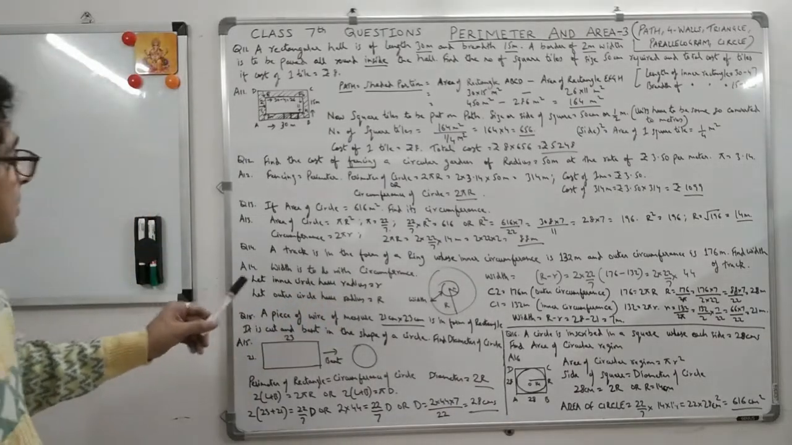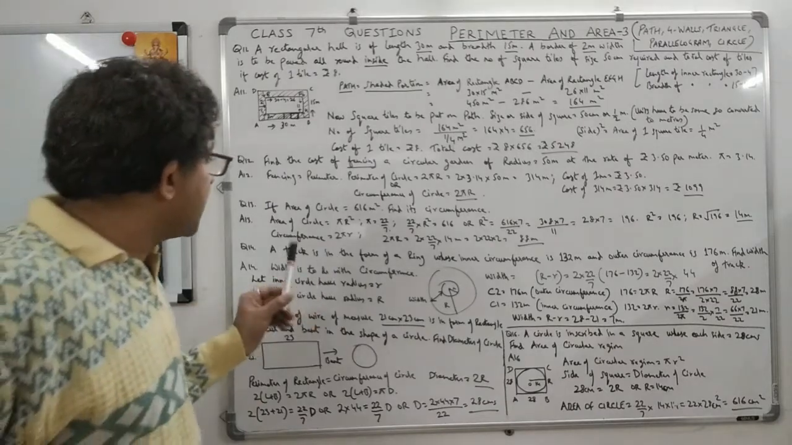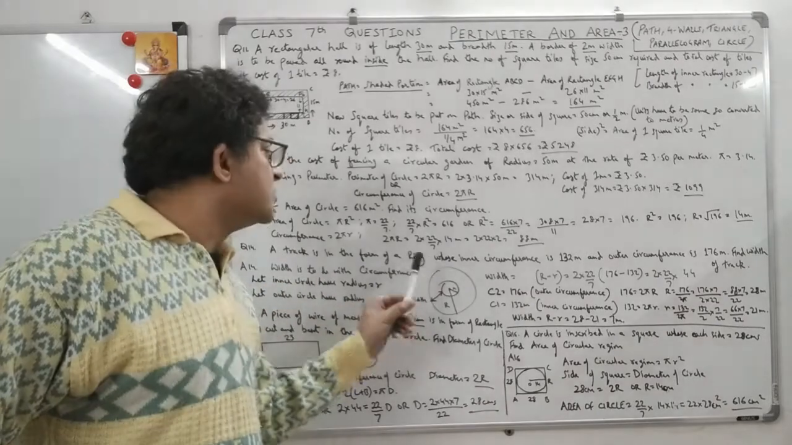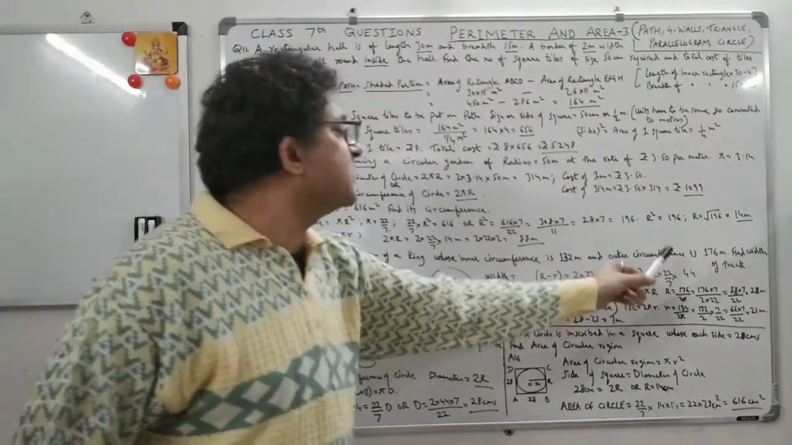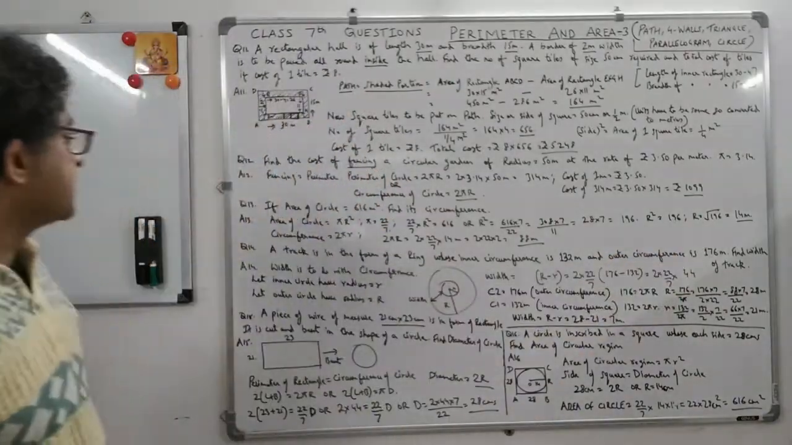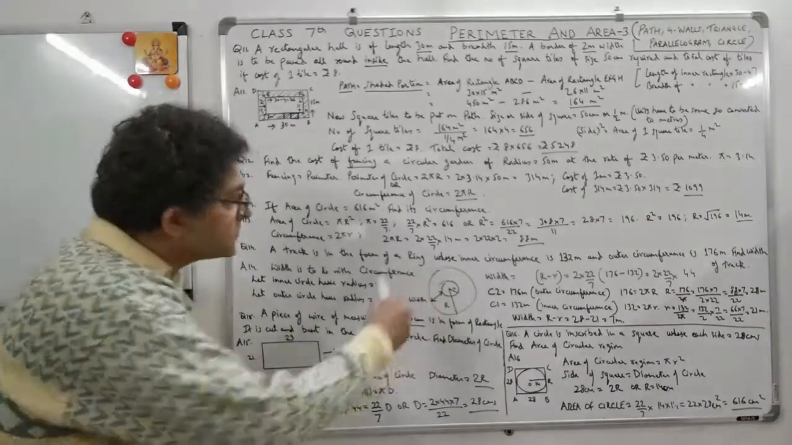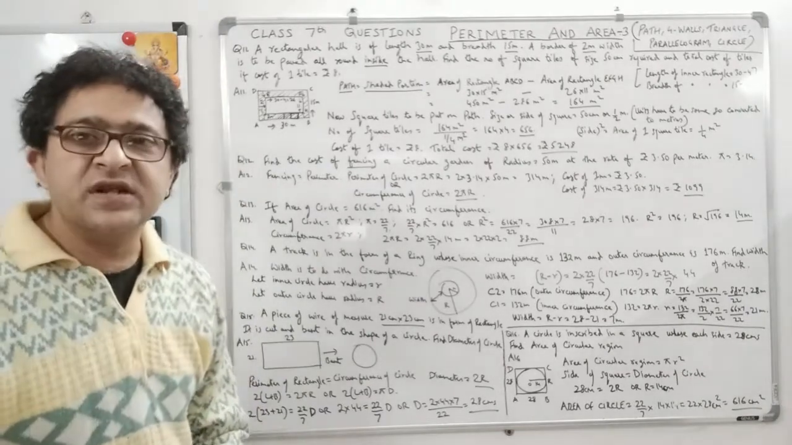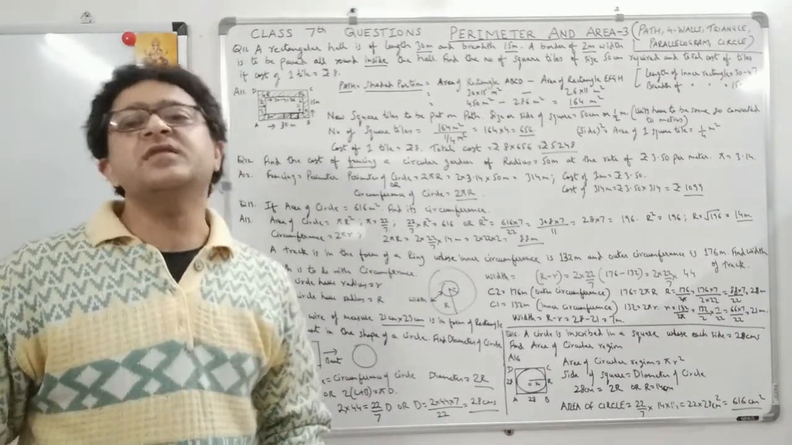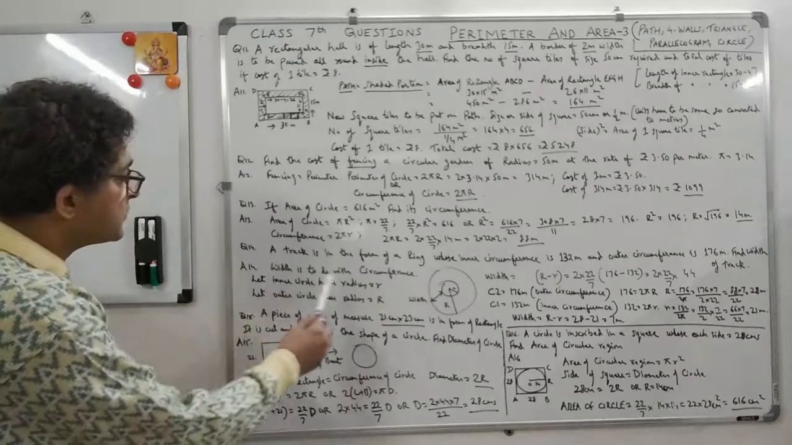Another question: a track is in the form of a ring, whose inner circumference is 132 meters and outer circumference is 176 meters. Find the width. So basically, as I told you, it's always to do with the circumference. Whenever the circumference of the outer circle and the inner circle is given, you can calculate the width.